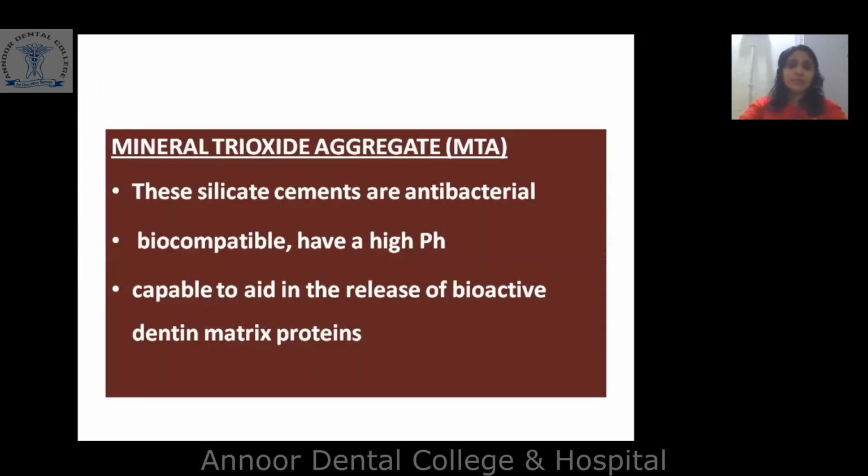Moving on to MTA, or mineral trioxide aggregate. These are silicate cements, and an important property is that it has antibacterial property. It is biocompatible and has a high pH. And the main property is that it is capable of aiding in the release of bioactive dentin matrix proteins. So these are the materials that are used for direct pulp capping.